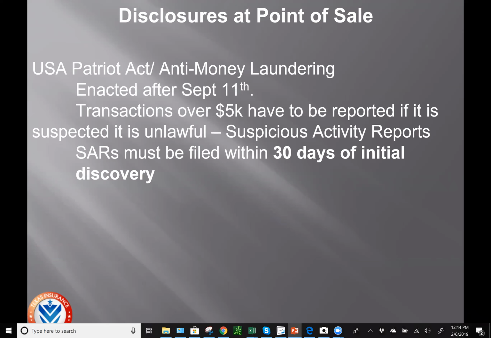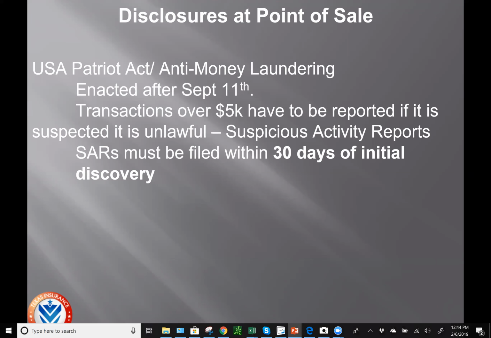Next, we have the USA Patriot Act and anti-money laundering. After September 11th, 2001, Congress passed the Patriot Act. All financial institutions are subject to the Patriot Act, and since insurance companies take in premiums, they are considered a financial institution. So usually for any transactions in excess of $5,000, if the insurance company feels that transaction may be for an unlawful purpose, like they're being used to launder that money in any way, they would have to file what's called a suspicious activity report, or SAR.